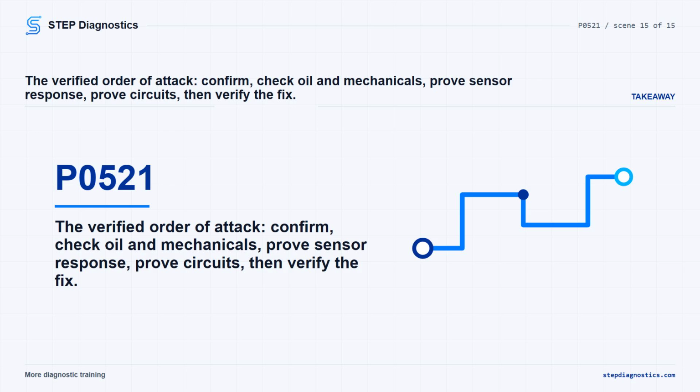The key takeaway is simple. Do not treat this as just an oil pressure sensor code. Confirm the code, rule out real oil and mechanical problems, prove the sensor response, prove the signal, supply, and ground circuits, then make the final call based on the result.